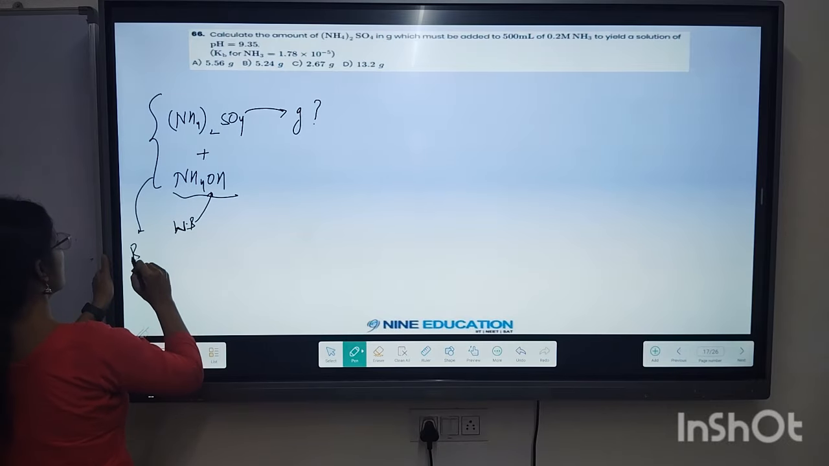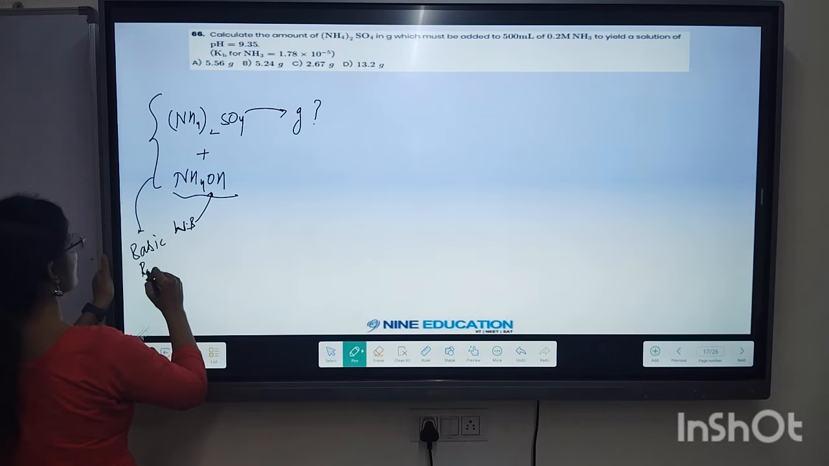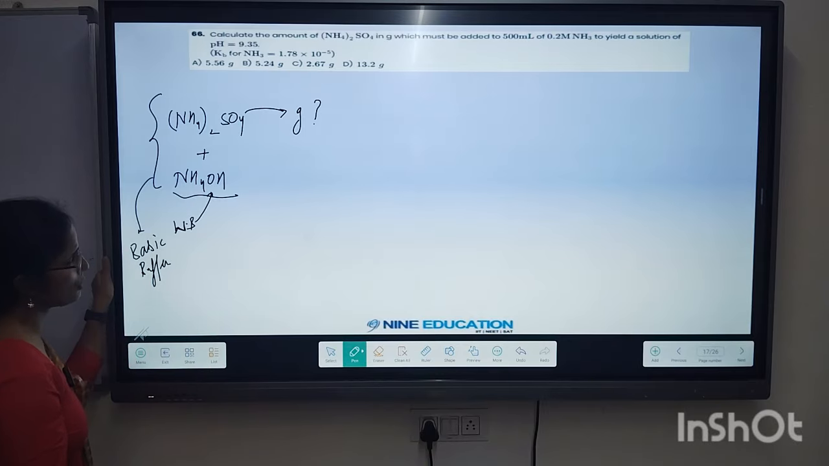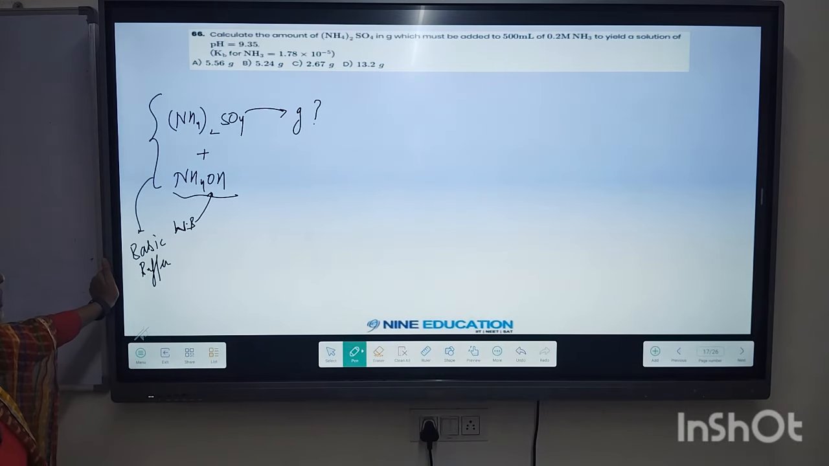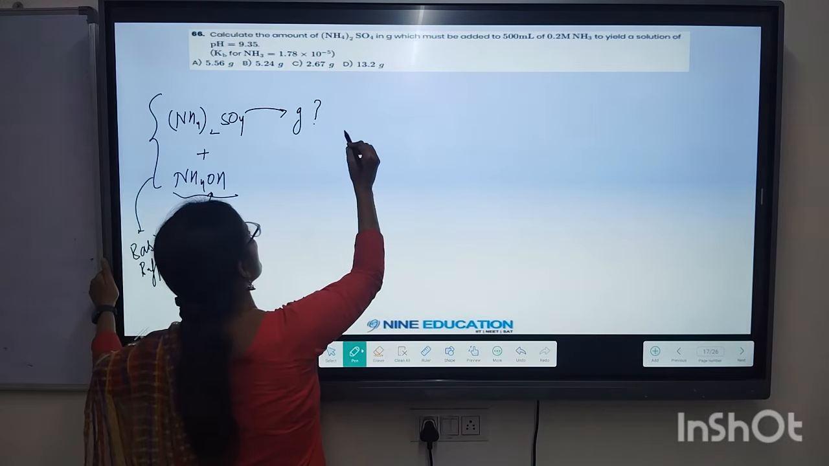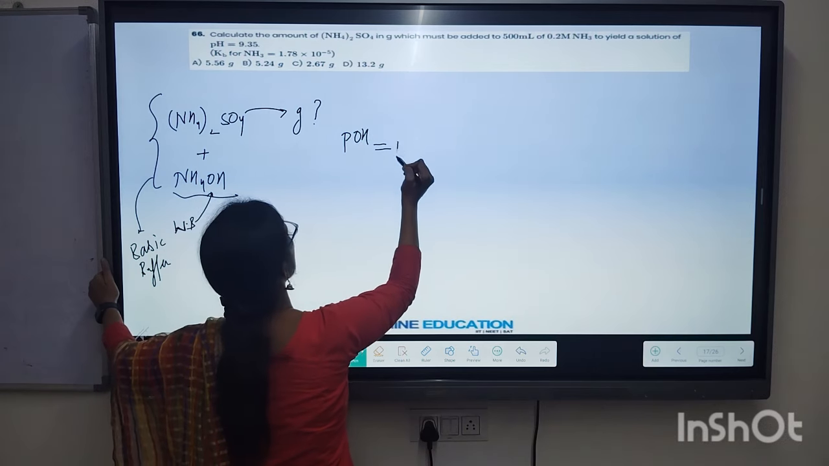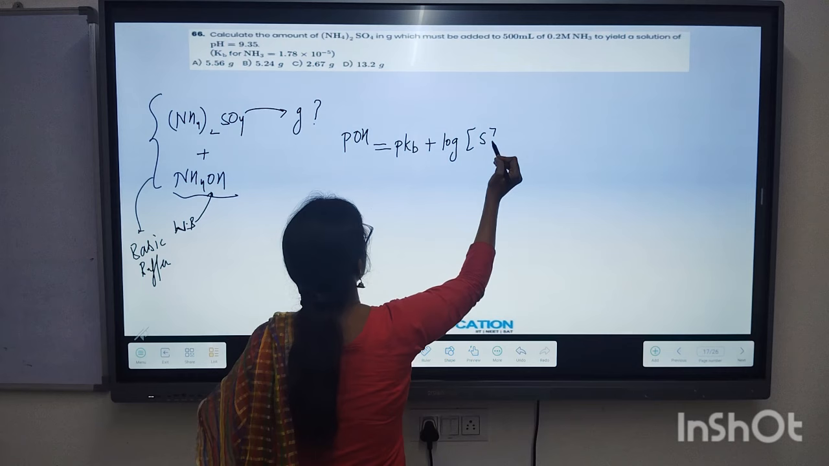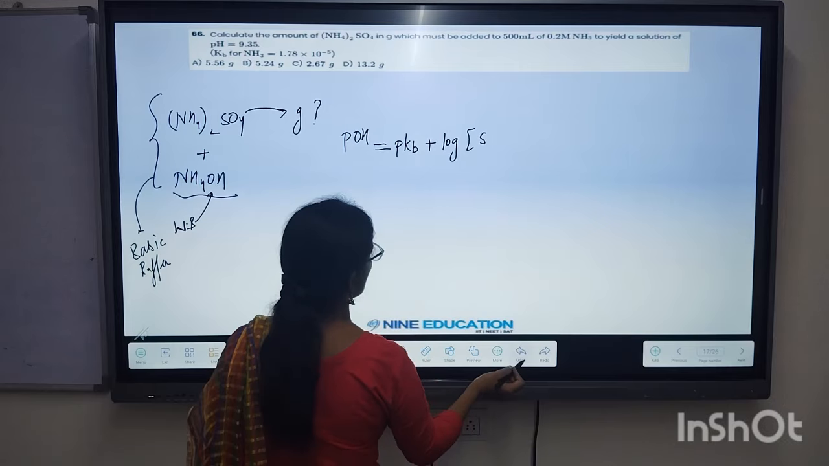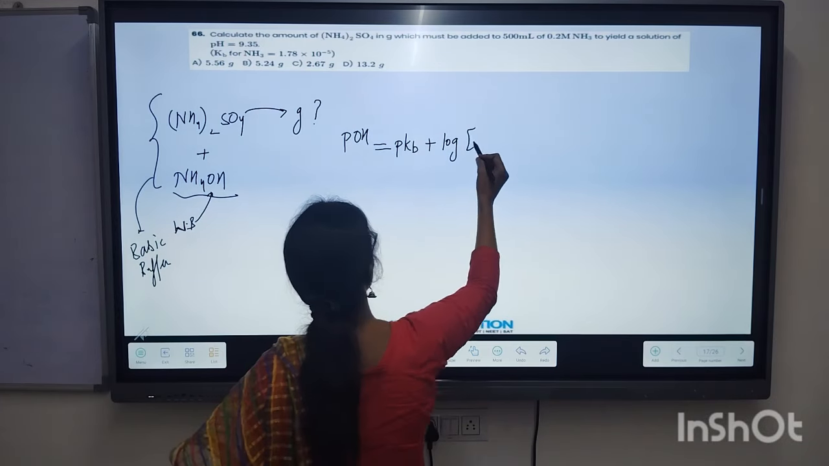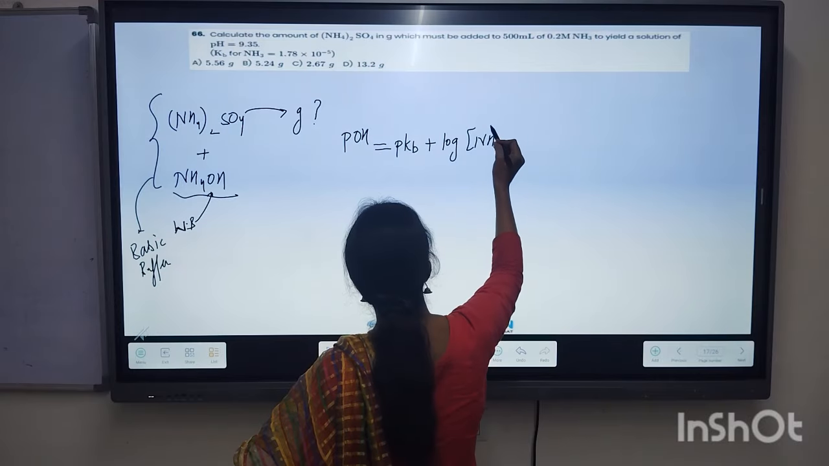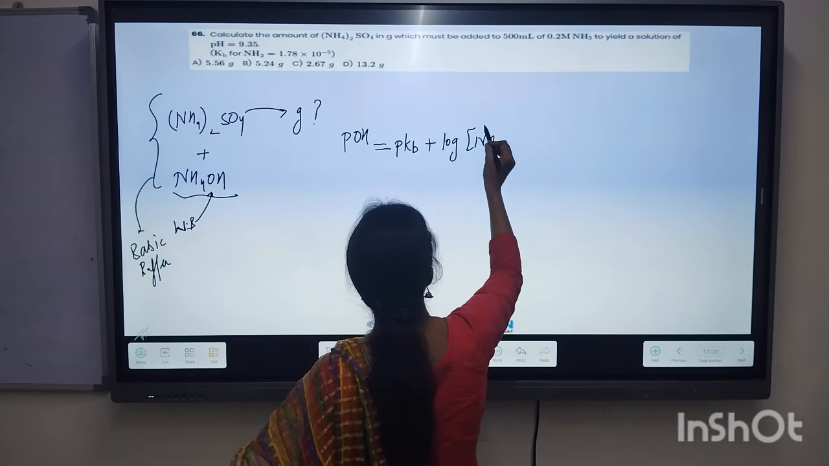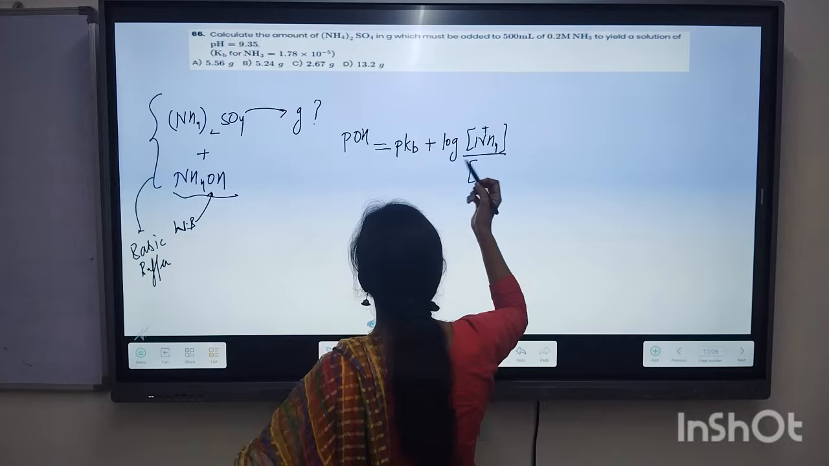So this is nothing but a basic buffer solution, right? For this we have to apply the formula, and since the pH is given, we can easily come to the pOH. The pOH formula will be pKb plus log of salt divided by base. For the salt, that means the NH4 positive concentration. Let me directly write it over here: NH4 positive divided by base. What is the base here?